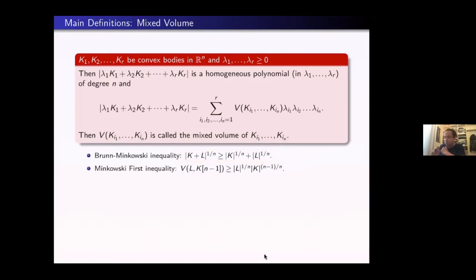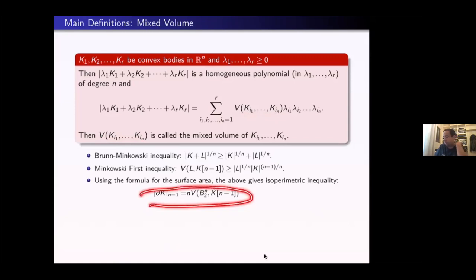From this inequality, just playing a bit with it, not so hard, for example taking limits and so on, you can prove the so-called Minkowski inequality about this first coefficient that we discussed before. You can show that the mixed volume of L taken once and K taken n minus one times satisfies this beautiful inequality. I mean, it's even not clear why those things are useful so far. So let's see.